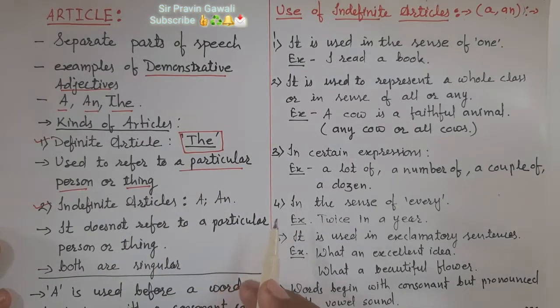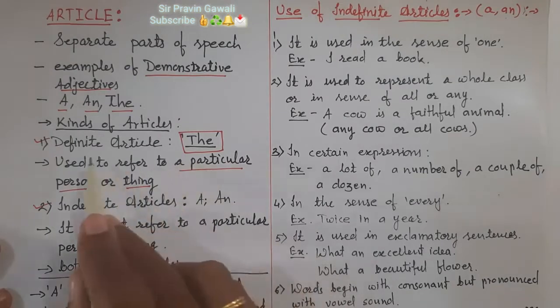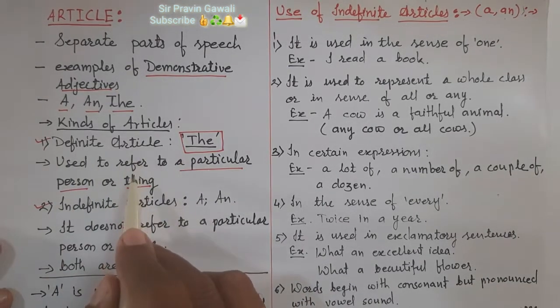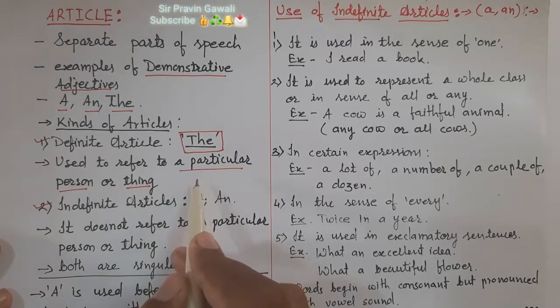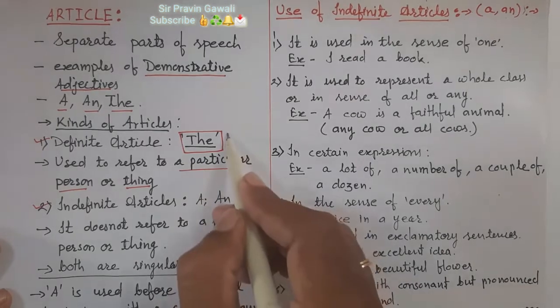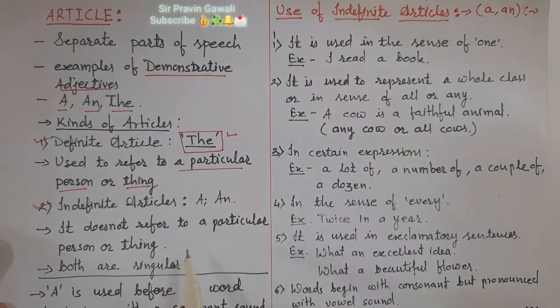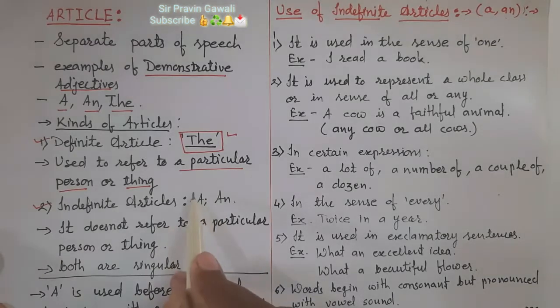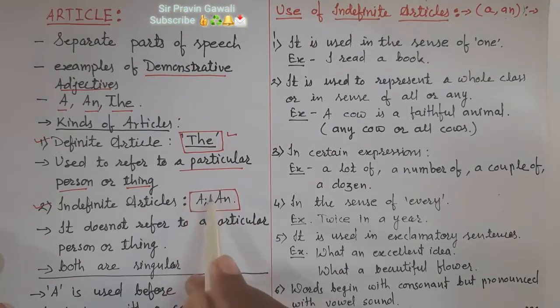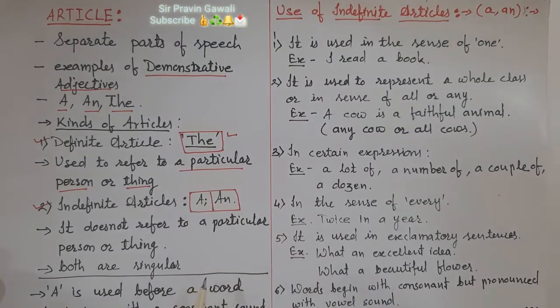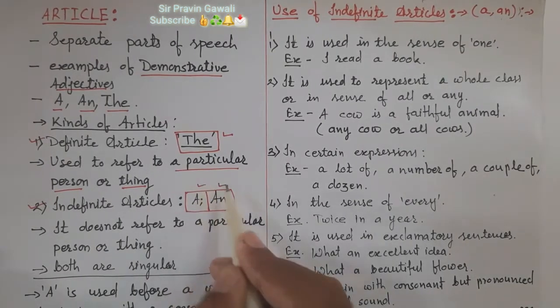Okay? And this definite article is referred to a particular thing or a person. It means if you want to refer to a particular or a specific thing or a person that we know, then we use the article the. Then the second kind of article is indefinite article. Here we have two indefinite articles, a and an. Okay? When do we use a and an?